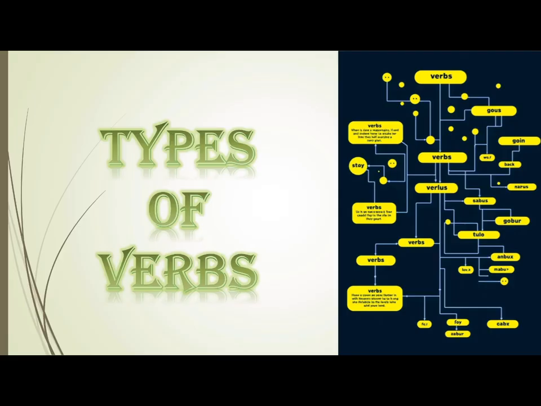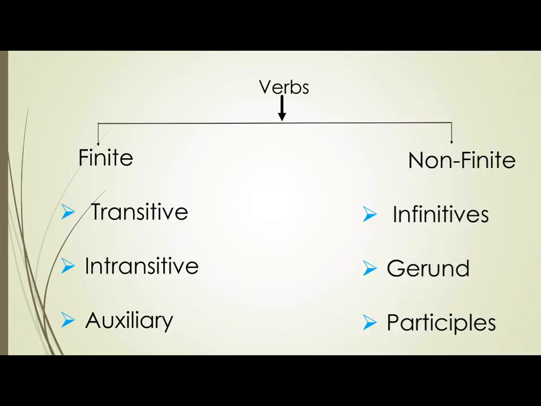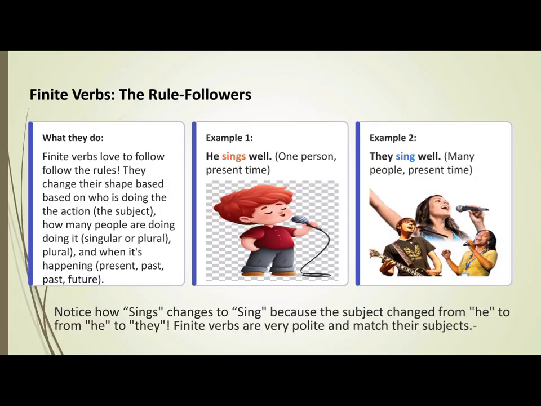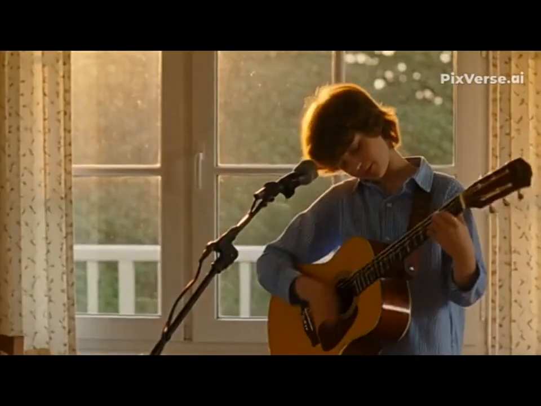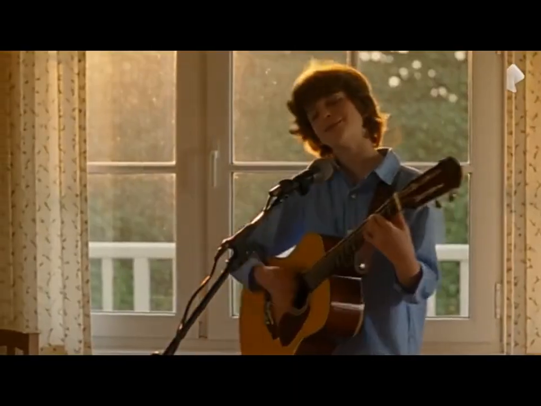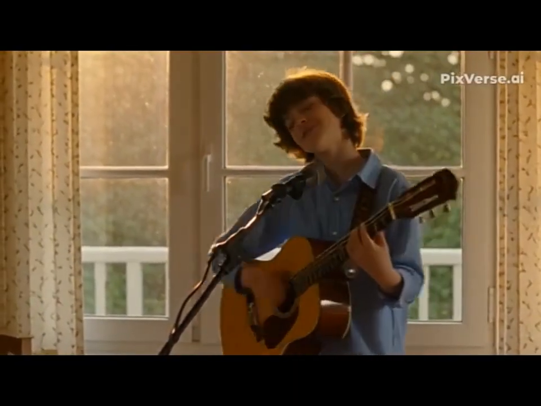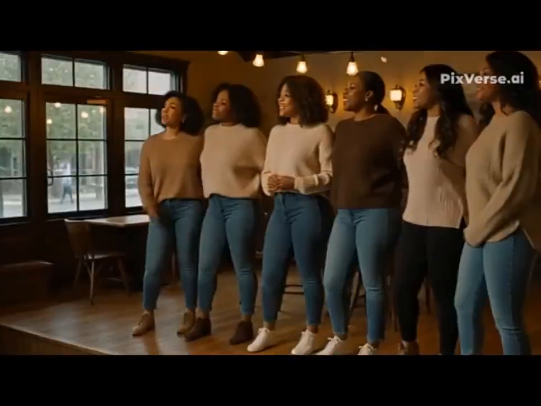Let us move into the next topic, that is types of verbs. These verbs are divided into two types, finite verb and non-finite verb. Now let us look into what is a finite verb. These verbs show the tenses, that is past, present and future, and they change according to the subject. Like, he sings well. Here, sings can be changed to sing if the subject is they.